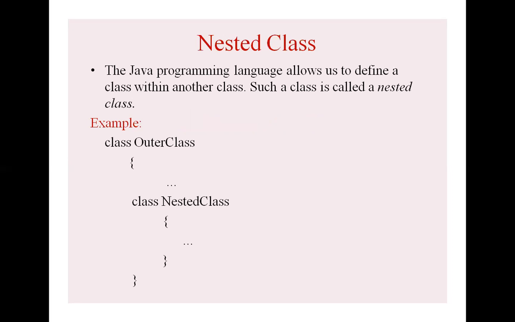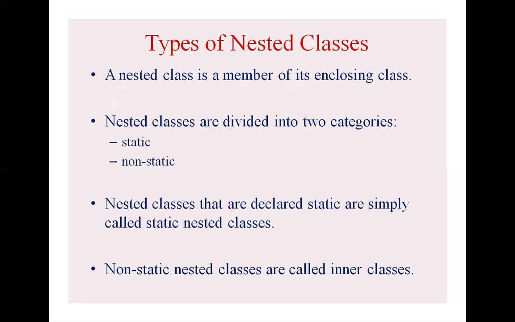The Java programming language allows us to define a class within another class. Such a class is called a nested class. This is the example: class OuterClass, bracket, class NestedClass within the class OuterClass. So it is the example of a nested class.